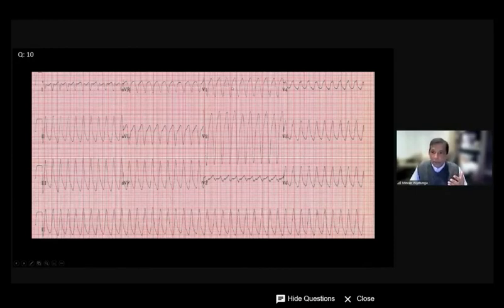But more so, remember what I said, what type of wide complex? It's down-going, broad in lead V1. This is a left bundle type of tachycardia. So this is left bundle, broad QRS tachycardia, wide complex tachycardia. If it's a left bundle tachycardia, most likely this is coming from the right ventricle. So I have to think about arrhythmogenic right ventricular cardiomyopathy.